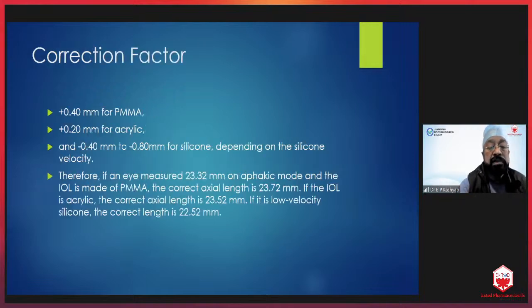Now, how do you correct while calculating the power? In a pseudophakic patient with a PMMA lens, you have to add 0.40 millimeters. If it is acrylic, 0.2 millimeters. And if you have silicone oil, because of the slower speed, you have to deduct minus 0.4 to 0.8, depending upon the silicone oil that we have put. So if the axial length that you have measured is something, then you have to correct that. You add 0.4 millimeter if the patient is pseudophakic with a PMMA material.